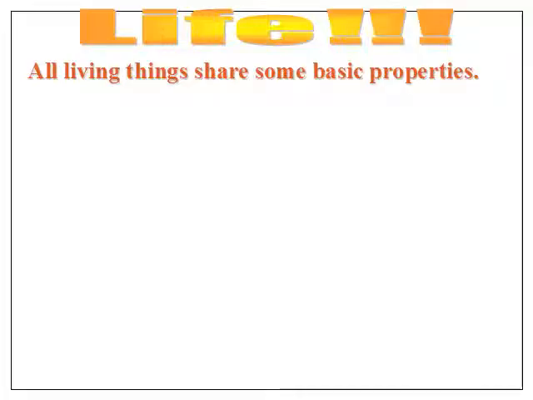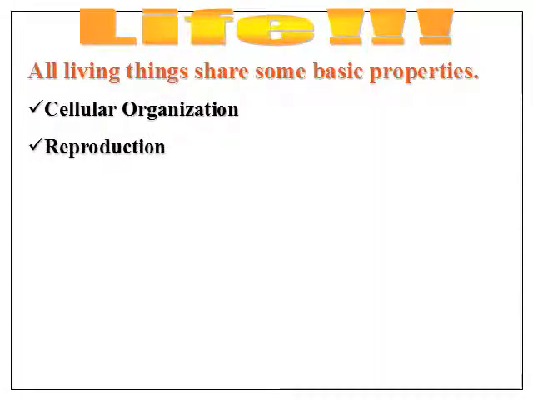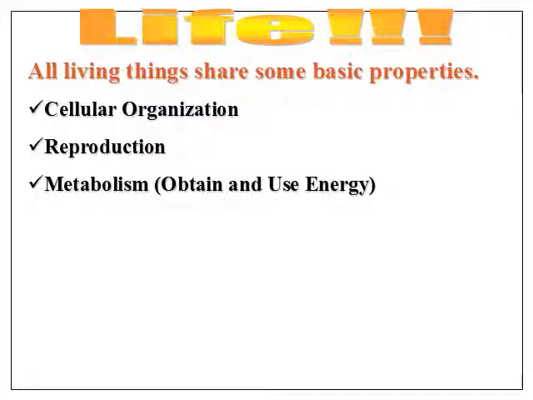So, as we were saying before, life. Here are some basic characteristics. Well, you don't have to write these down. We're going to be going through them in detail. But some things that are alive all share some same basic properties. For example, they all have cellular organization. They're made of cells. They all reproduce in some way, shape, or form. They have a metabolism, or they obtain and use energy from their environment.